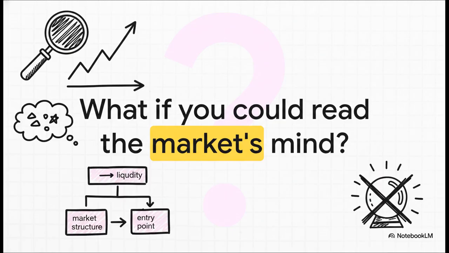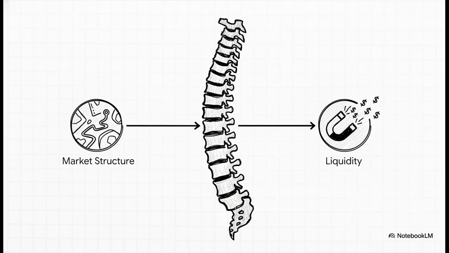And I'm not talking about some crystal ball, right? It's all about learning to read the story that the chart is telling you. It really isn't magic, it's just about knowing what clues to look for. And reading that story really just boils down to two key ideas. Think of it like this: market structure gives you the direction. And then liquidity tells you where the price is getting pulled.